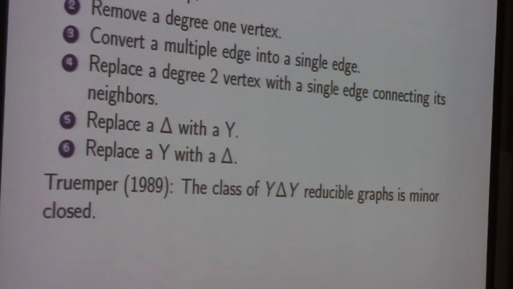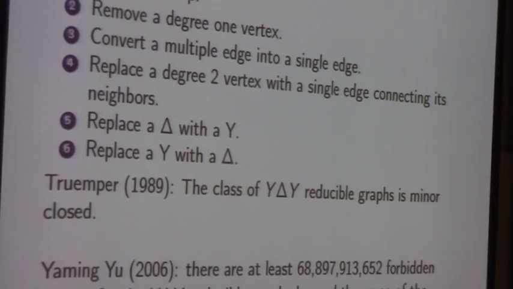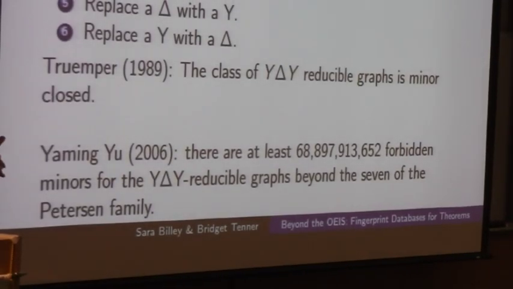How many graphs do you think are in the finite set? Anyone want to take a stab? That's a good guess. It's more than that, though. It turns out that Yu and Yamada showed there are at least 68 billion graphs among the minimal set of forbidden minors, and they don't know if this is all of them or not. So there's still some work to be done here.